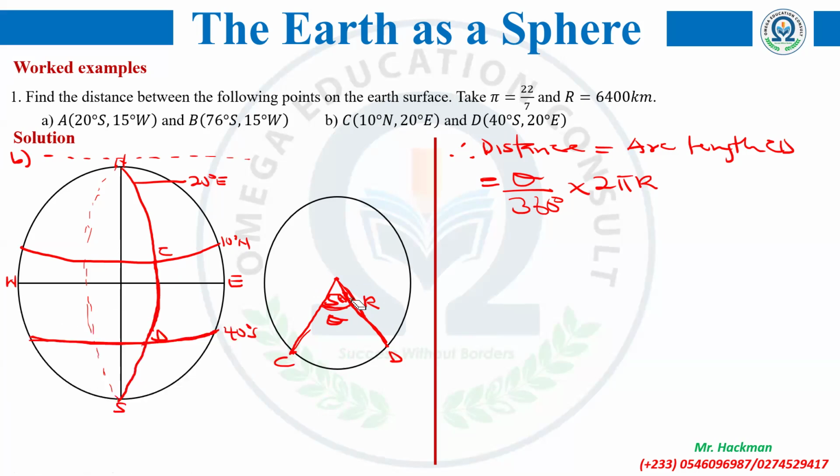Yes, please. Okay, so let me go and erase and draw it better, so that you can clearly see the angle. So this will be 50 degrees. So now it means this will be equal to 50 degrees over 360 degrees times 2 times pi. Pi we are told is 22 on 7, times your r, which we are also told is 6,400. You ignore the unit, and whatever you get, you attach km.